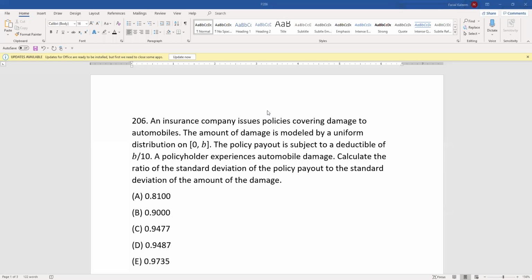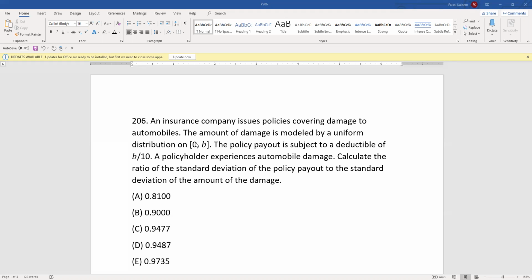An insurance company issues policies covering damage. The amount of damage is uniform 0 to B. The policy payout is subject to a deductible of B by 10. A policyholder experiences damage. Calculate the ratio of standard deviation of the payout to the standard deviation of damage.